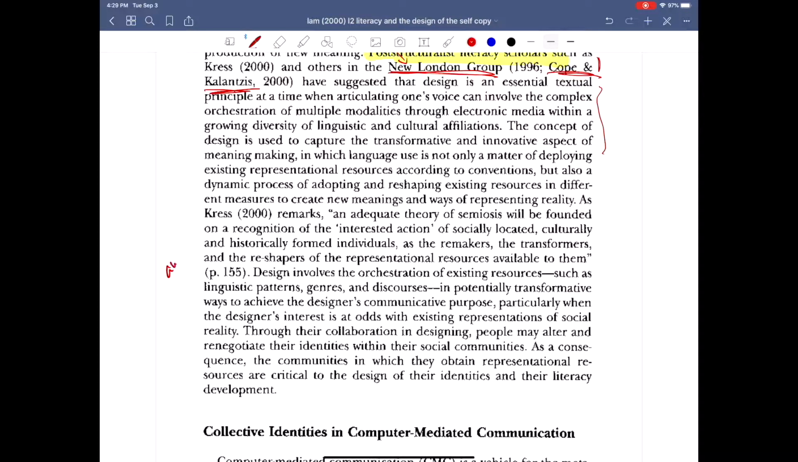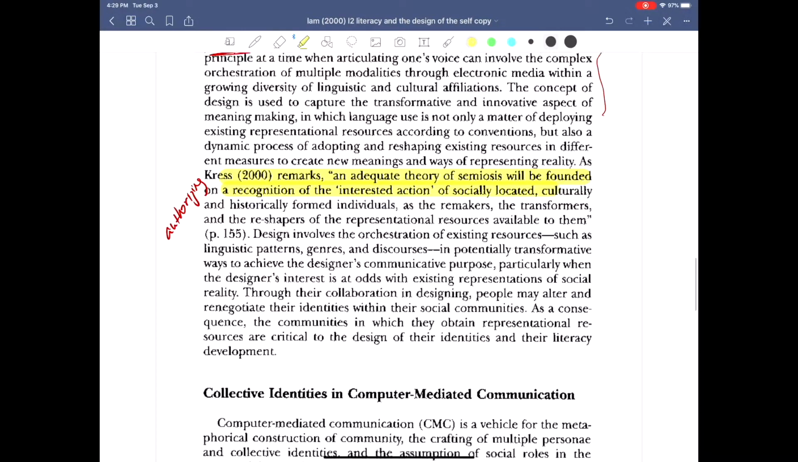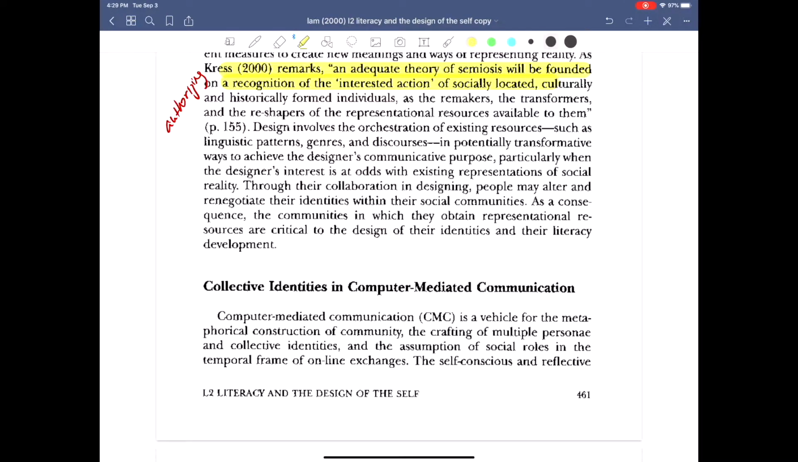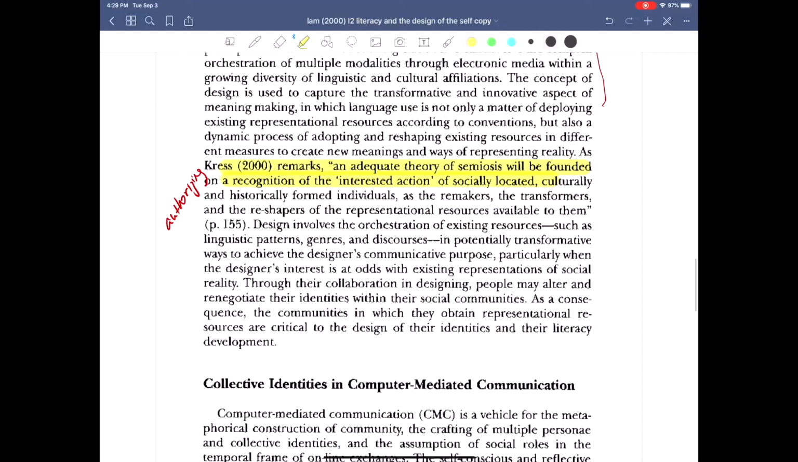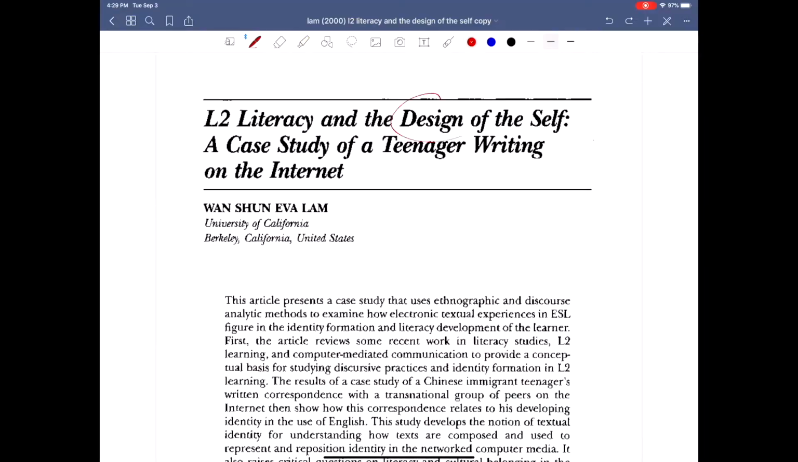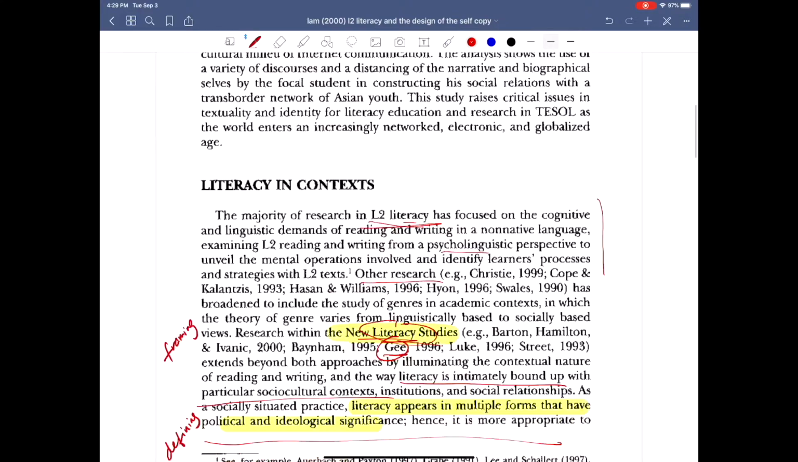I'd say there's more authorizing in that she is talking a lot about Kress's approach to design, and she's going into quite some detail, not surprisingly, because that is the title. She's going to talk about design and the self, and she's going to explain those things really clearly.